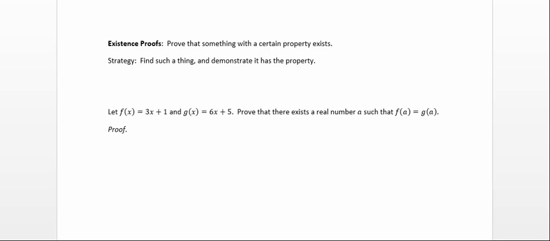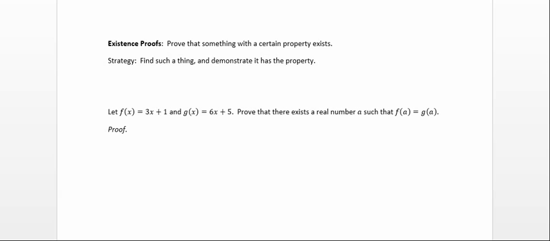Now the strategy here is very obvious. What you do is you just find the thing and just show that it is the right thing. Demonstrate that it has the property that you're looking for. But the core of the proof is just to exhibit the thing. So here's the first example.